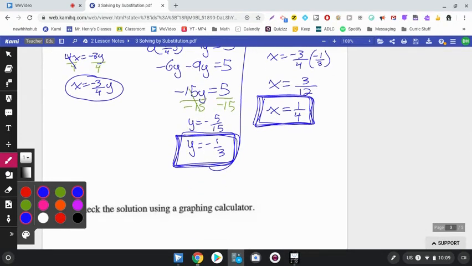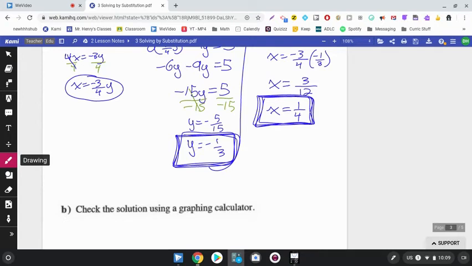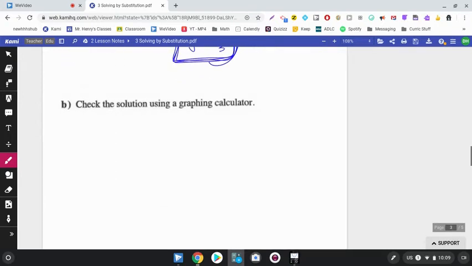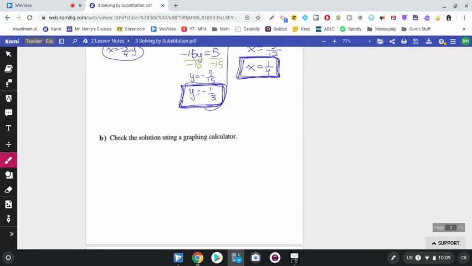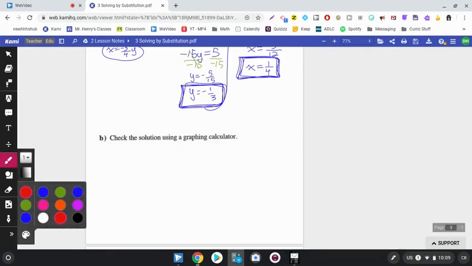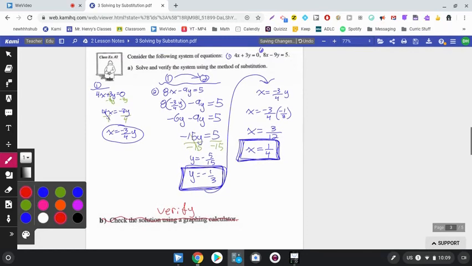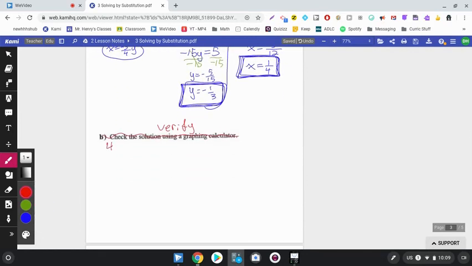Okay. It says to verify. And then it says to check using your graphing calculator. Okay, well, graphing calculator, I would just rearrange to y equals, and be good to go. I'm just going to verify. Okay, equation 1 was 4x plus 3y equals 0. So 4 times 1/4 plus 3 times -1/3 is supposed to equal 0.